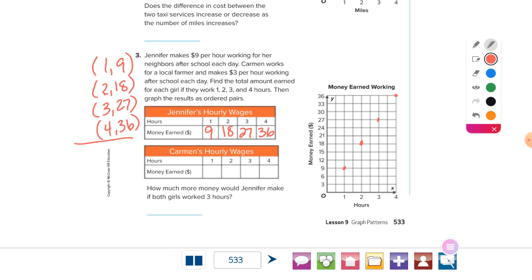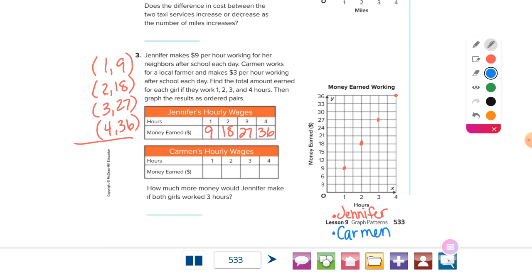I'm almost done with Jennifer. Almost. Michaela, what am I missing? What am I missing, Callie? Your key. Yeah, I need everybody to know that my red dots mean I'm talking about Jennifer's hourly wage. So my red is Jennifer. Then I'm going to switch colors. I'm going to go ahead and add that my blue is Carmen.